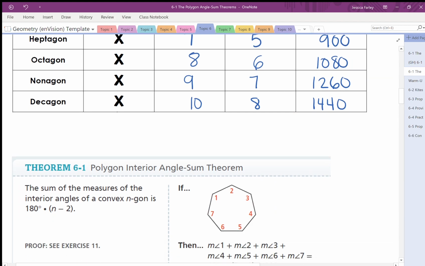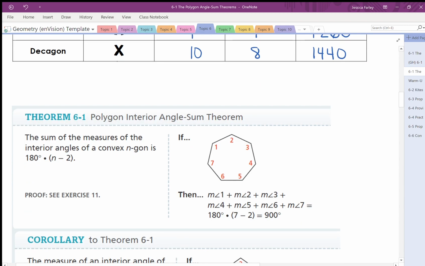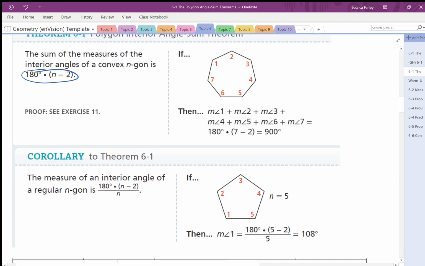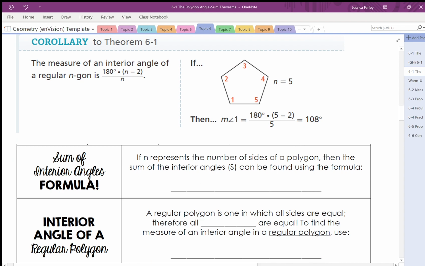So in summary, we can come up with a method to solve the sum of the measures of the interior angles of a convex n-gon: 180 times n minus 2. So let's write that down in our notes here. The sum of the angles is the number of sides minus 2, so the number of triangles times 180.